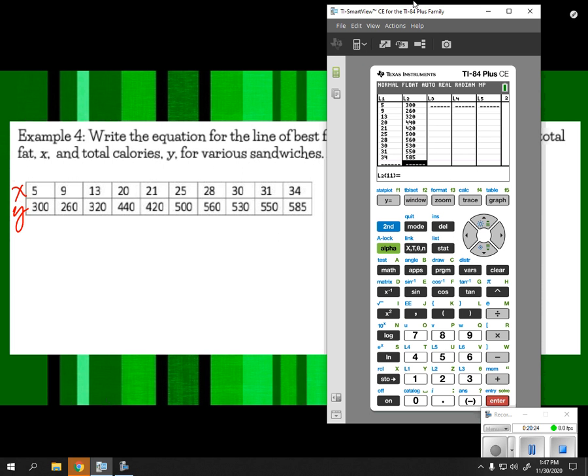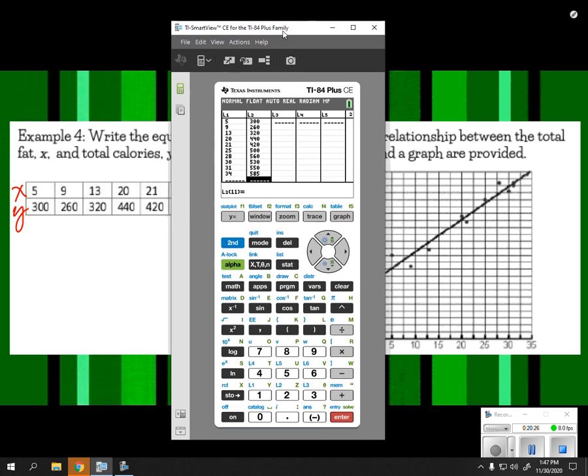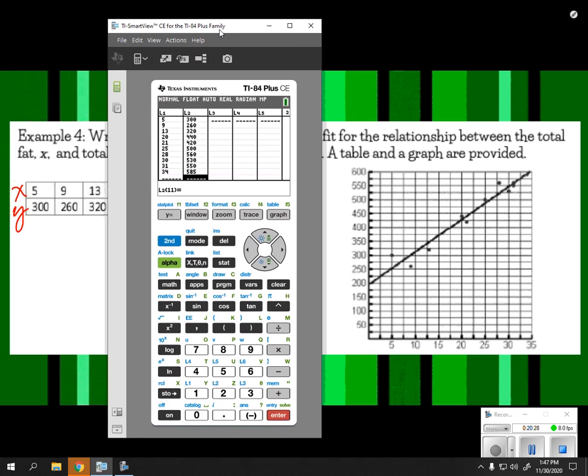Okay, now when I go through, I can even check some things to make sure that I'm on the right track. Do you see how the slope of this line is positive? We also have a y-intercept that's around 200, so hopefully I'm getting the same thing when I go through and get my linear regression equation.